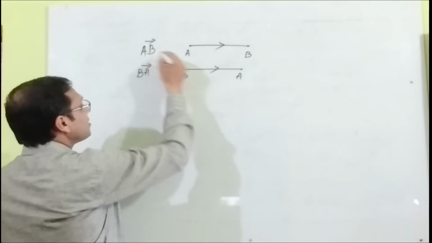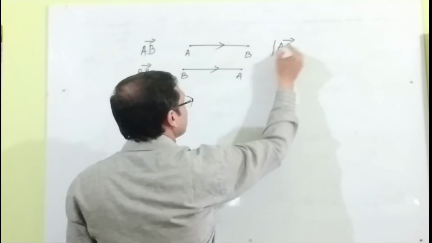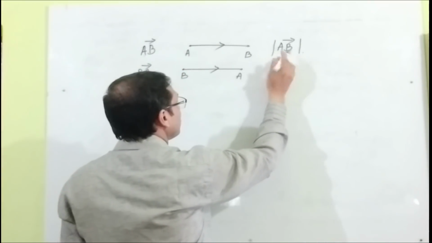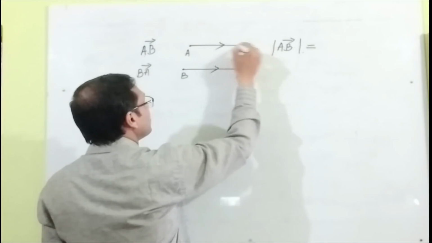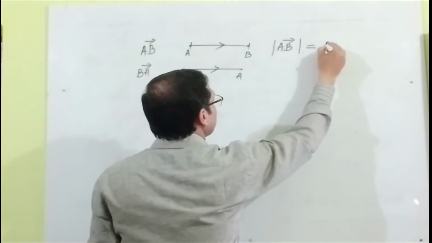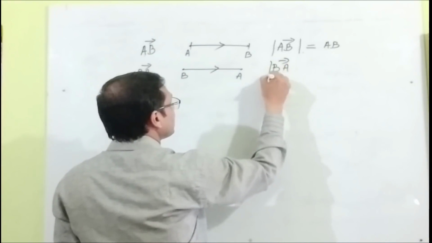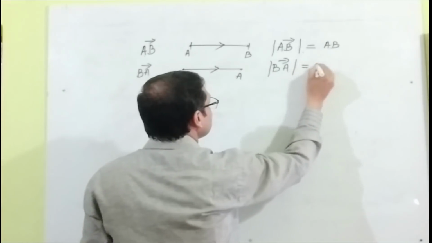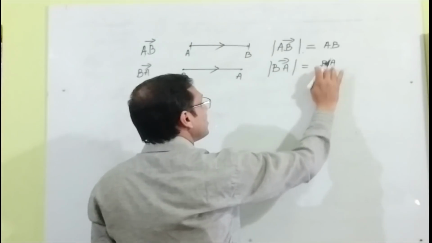Here you see the magnitude of vector AB is denoted by the modulus of vector AB. That is nothing but the length of the line segment AB. Likewise, the magnitude of vector BA is the length of BA, or simply you can write BA, this is AB.